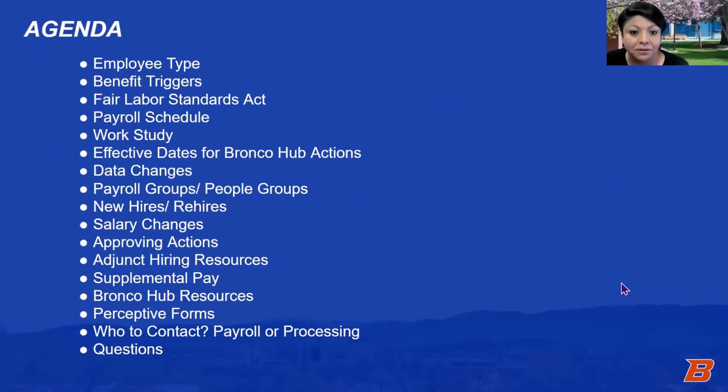Thanks everyone for joining us today. We do have quite a long agenda, so I'll go ahead and get started. We're going to start off with employee types, and we're going to go into the different things that impact those different kinds of employee types. Then we're going to start talking about some Bronco Hub actions and the different nuances with the different Bronco Hub actions that you submit. And then we're going to talk about approving actions and how to do that and things to look out for, and then go over some resources that are available for both adjunct hiring, supplemental pay, Bronco Hub Resources, and Perceptive Forms.